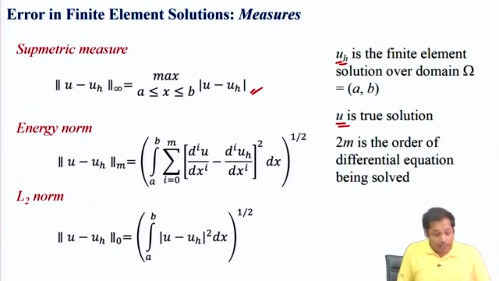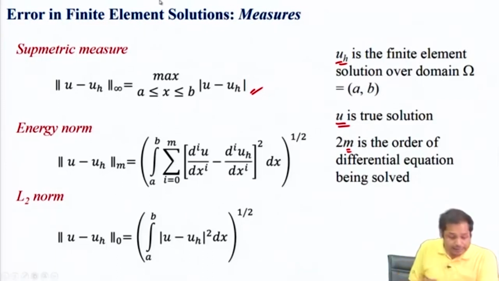Now look at this. m is the order of differential equation being solved. For instance, if 2m is the order of differential equation, then if you recall in the weak formulation, the differentiability requirement is m. For a second order differential equation in the weak form, we have the du dx term. In the fourth order equation, we have the del 2u del x2 term. Now, this norm is defined. So 2m is the order of the differential equation.